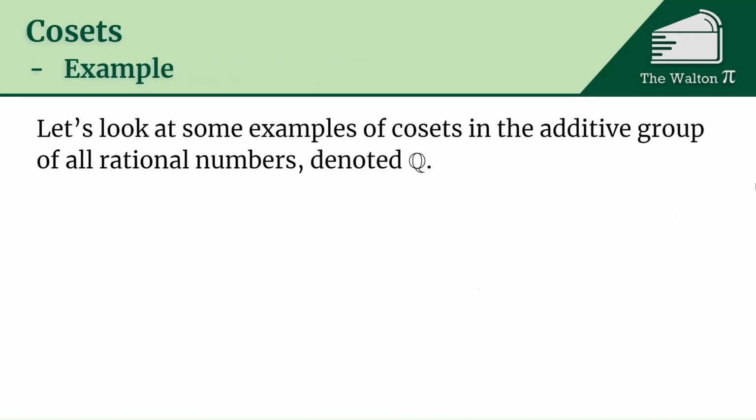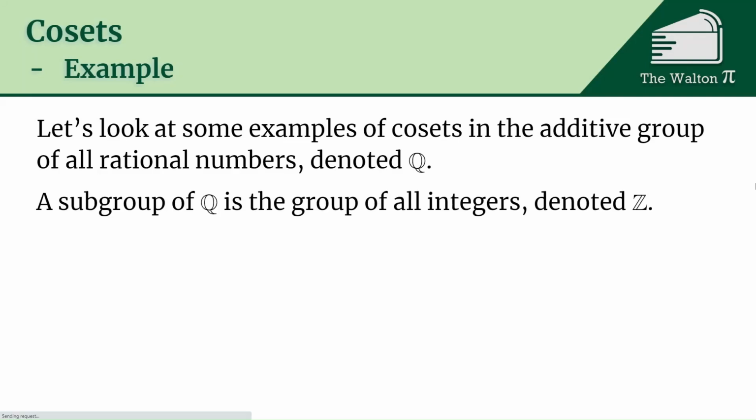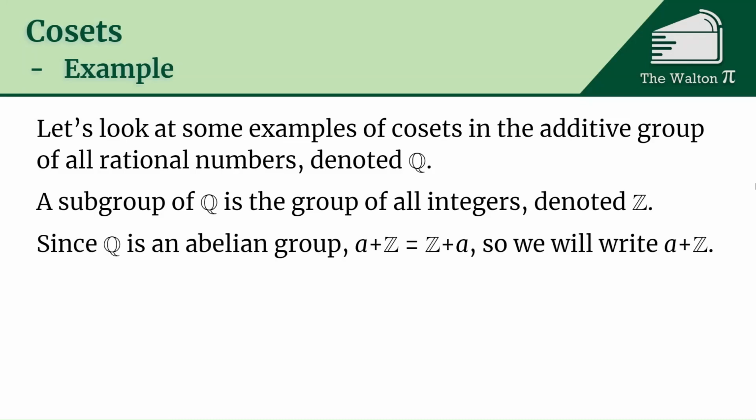So let's look at some examples of cosets in a specific group. Here we're going to be looking in the additive group of all rational numbers. So we're going to denote that Q. A subgroup of Q is the group of all integers, which is denoted Z. And since Q is an abelian group, a plus Z is Z plus a, because a plus anything is the same as that thing plus a. So we are going to just write all of them in terms of a plus Z's. So if we find any left cosets, it's also going to be a right coset.